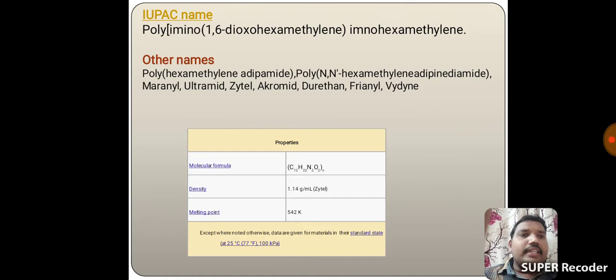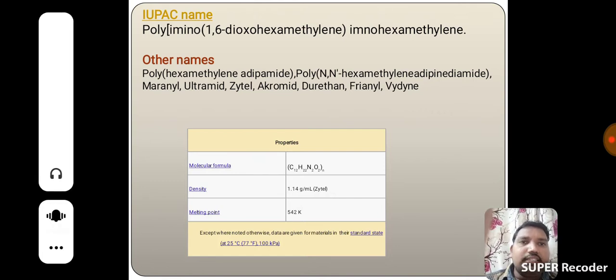The IUPAC name of nylon 66 is poly(imino-1,6-dioxohexamethylene iminohexamethylene). Other names are polyhexamethylene adipamide, poly(N,N'-hexamethylene adipamide). Next are Maranyl, Ultramid, Zytel, Akromid, Durethan, Vydyne. These are the other names of nylon 66.